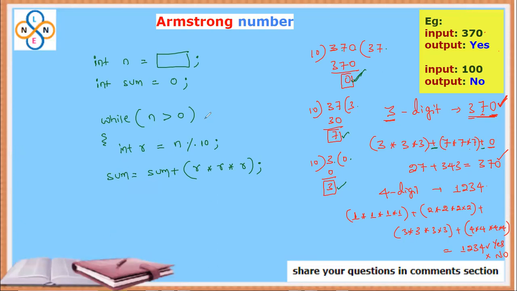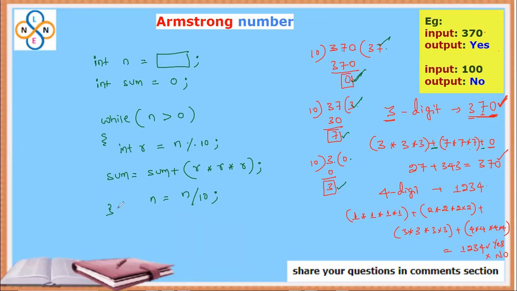Correct? Then from 370 the number has to become 37, from 37 the number has to become 3, from 3 the number has to become 0. Therefore, I am writing n by 10. To get the quotient, we have to perform the quotient division operator. That result has to be stored back to the variable n itself. So this is the purpose of the while loop logic.